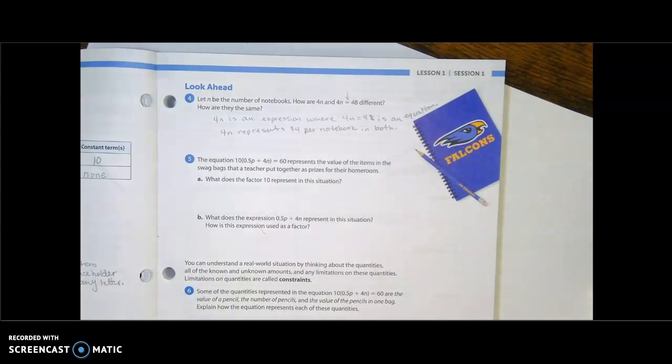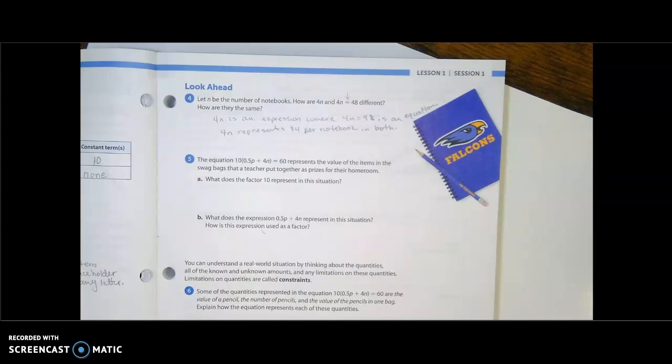The other difference is 4n is for any number of notebooks, whereas 4n equals 48 says that we bought notebooks at $4 a piece and we spent a total of $48. How many notebooks did we buy? So it's in how we're looking at it.